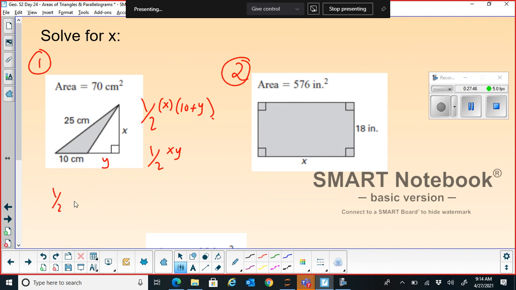Half of x times 10 plus y minus half of xy equals 70. That's what is being given to us. And we can get one more equation to find the value of x and y using Pythagoras theorem. One more equation. First let me simplify this. Multiply by 2 all throughout, so I'll have x times 10 plus y minus xy equals 140.